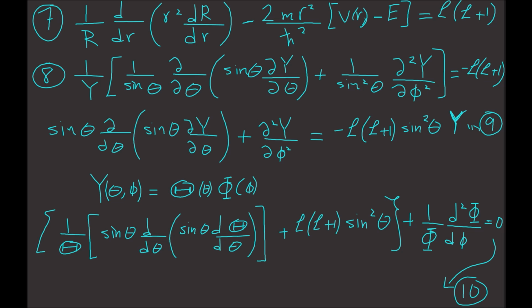So now we have equation number 10, which is made in terms of two terms: the theta term and the phi term. If these two things add to 0, this means that we can assign a constant to each one that adds up to 0. We're going to assume the constant is minus m squared.